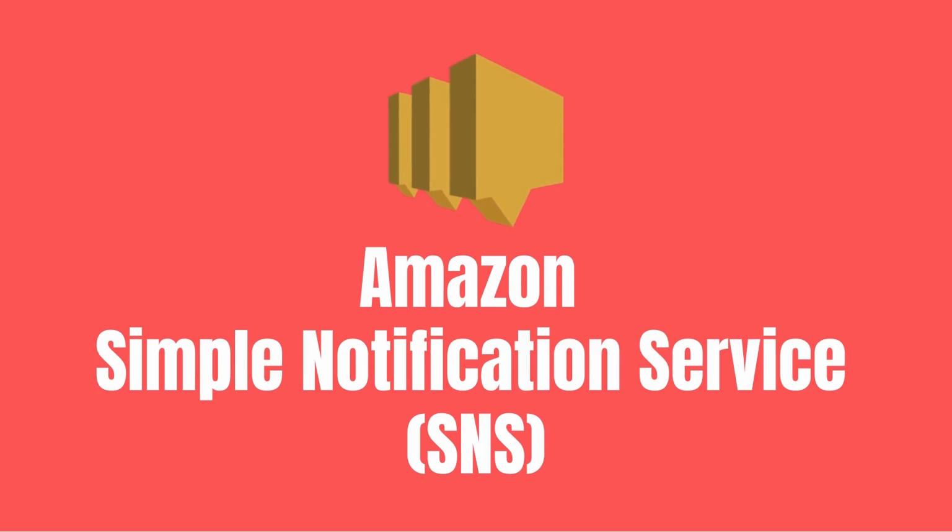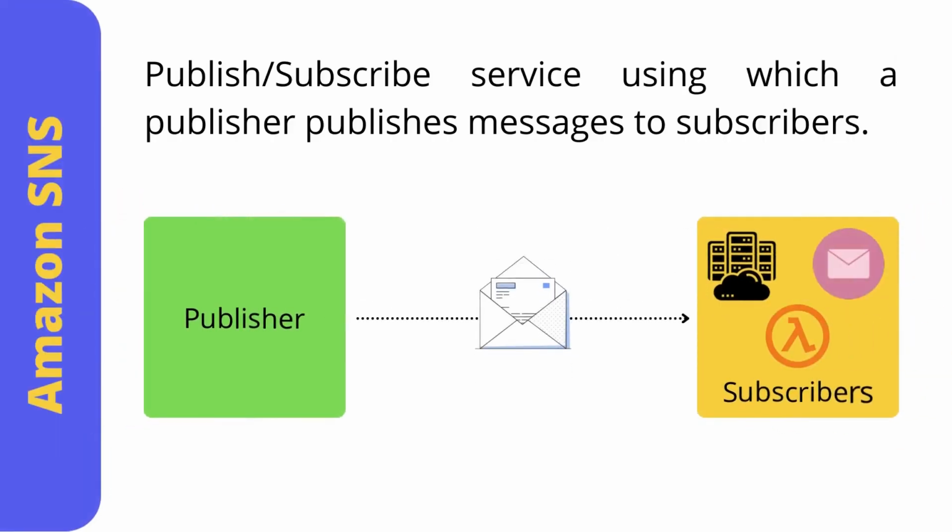Now, let's see what Amazon Simple Notification Service, or Amazon SNS, is. Amazon SNS is a publish/subscribe, or pub/sub, service. Using Amazon SNS topics, a publisher publishes messages to the customers, or subscribers. In Amazon SNS, subscribers can be web servers, email addresses, AWS Lambda functions, or other options.